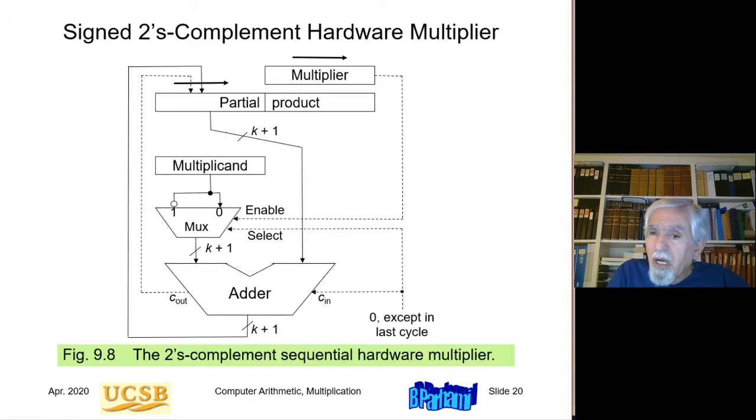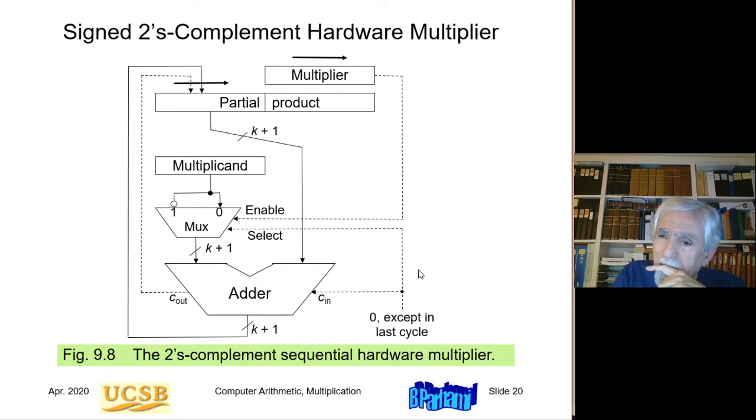Okay, so this is a 2's complement hardware multiplier. Very similar to the previous one. Again, these two registers can share space. I've drawn them separately for clarity, but the multiplier can be stored in the lower half of this register as before. So here I have an adder subtractor. It can do subtraction if I input the complement of the multiplicand and then insert a carry in of 1.